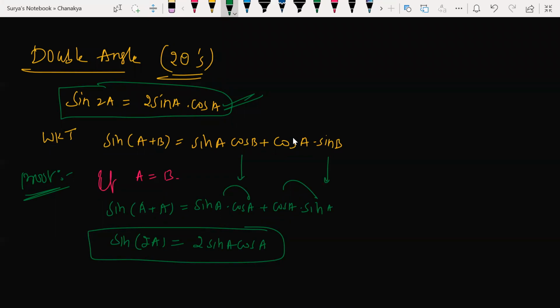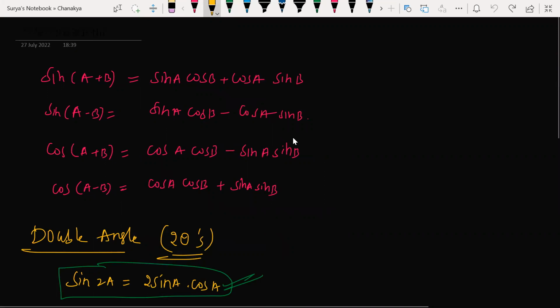Sir, can you repeat the last step once again? Which step? Look at it here. If A is equal to B, both A and B are equal. What happens? I'm replacing B with A. That's it. So B becomes A. Do you understand?